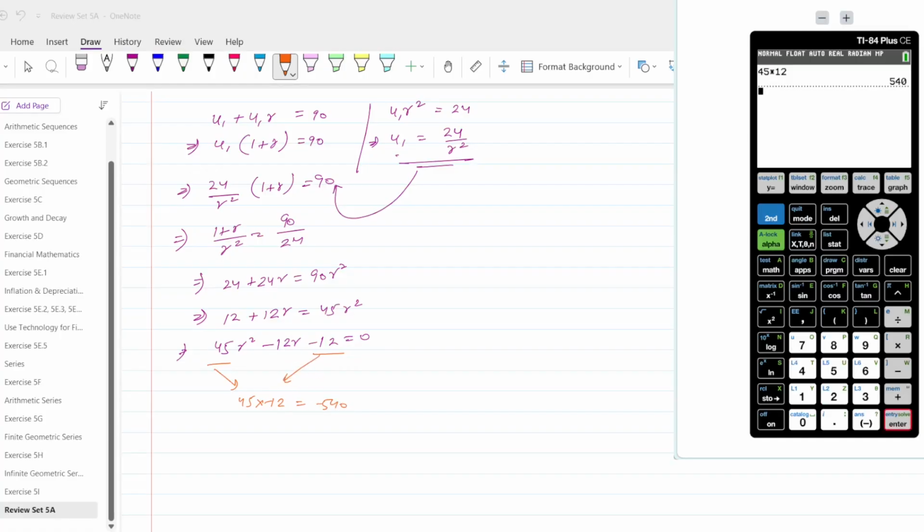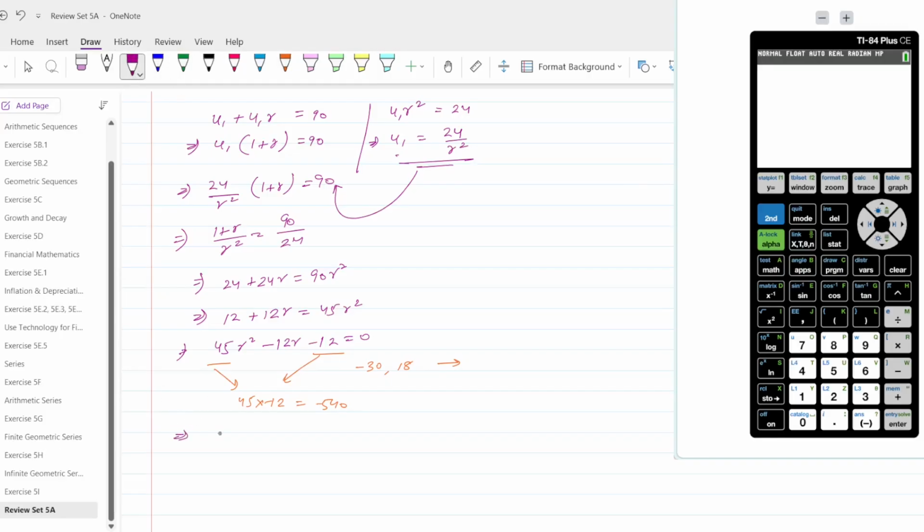Now we need to come up with two numbers such that the sum of those two numbers is negative 12 and the product is negative 540. We can say those two numbers are negative 30 and 18. If we add these two numbers, we get negative 12. If we multiply these two numbers, we get negative 540.